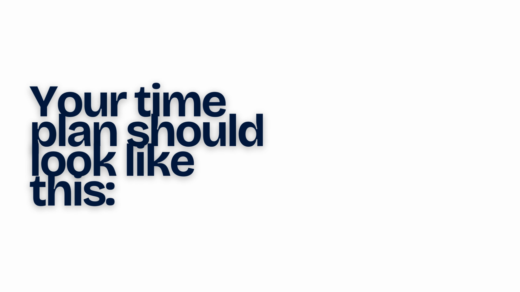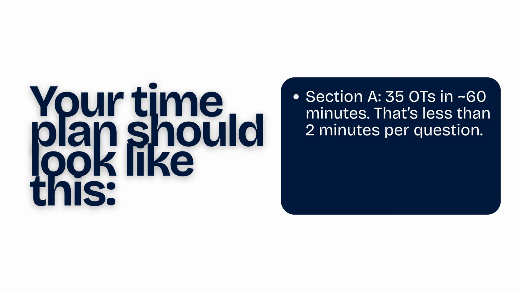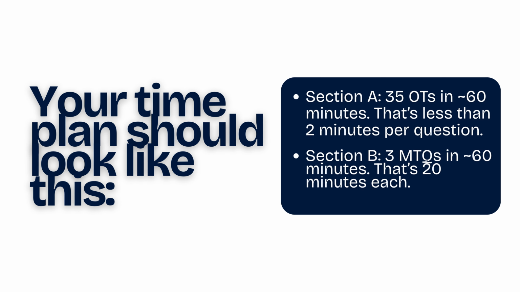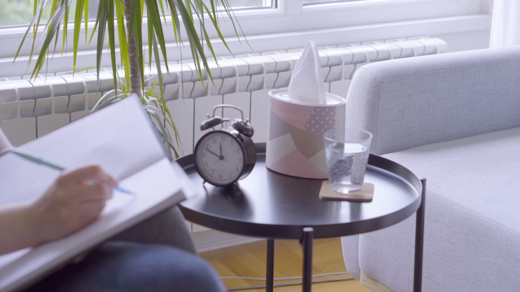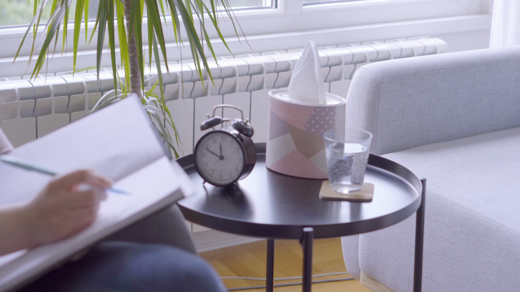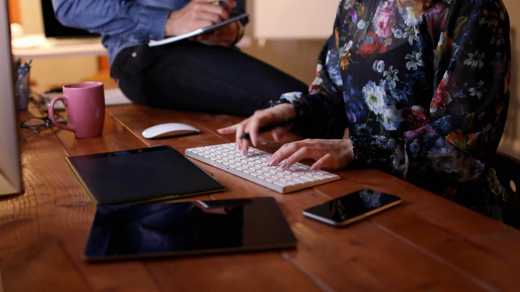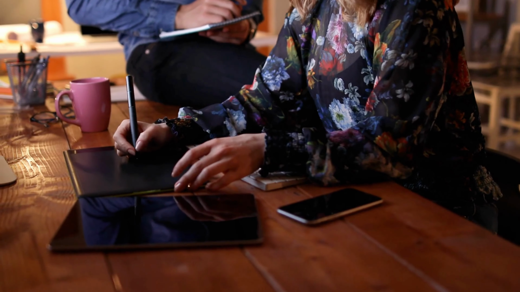Your time plan should look like this. Section A, 35 OTs in approximately 60 minutes. That's less than 2 minutes per question. Section B, 3 MTQs in approximately 60 minutes. That's 20 minutes each. And here's the psychological trick: never aim to use every second, build in a 5-minute review buffer. Finishing just in time is finishing too late for safety.